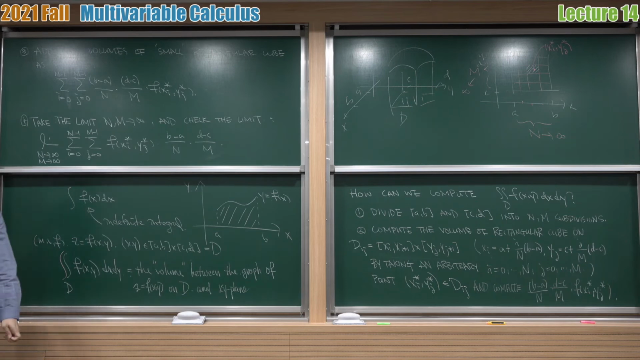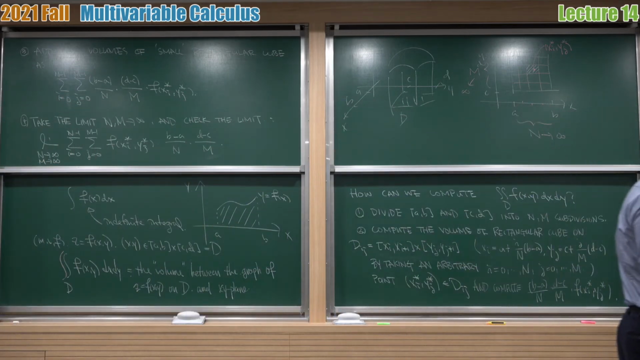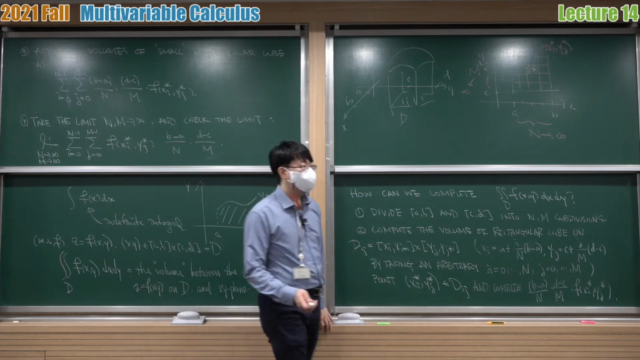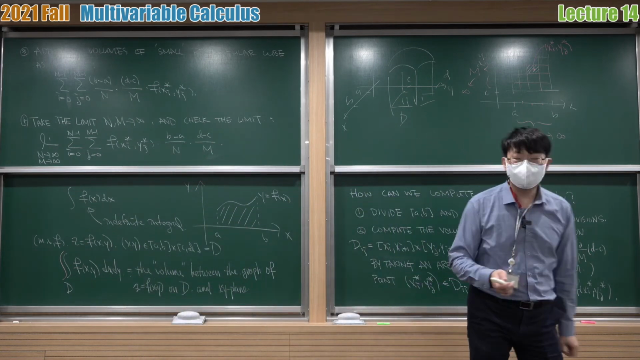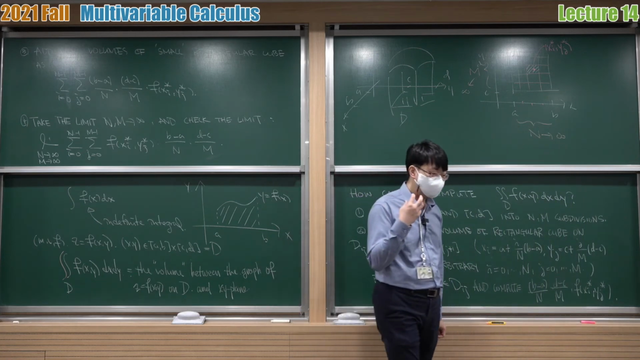So if this limit exists, you can expect that this represents the area or volume underneath the graph of the function. And that's how you get the definite integral. That's how you define the integral of a two-variable function. Now, there's some issue here. There's some issue that you can naturally ask.